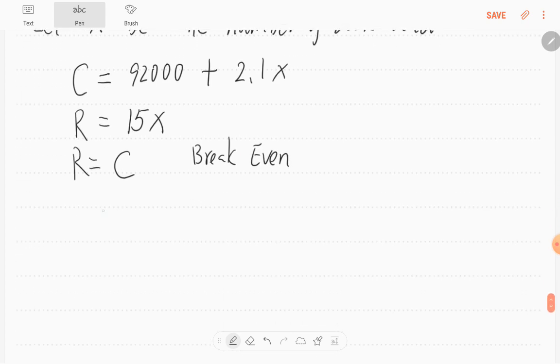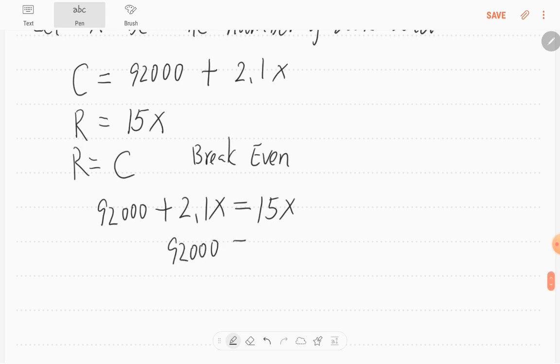So we have 92,000 plus 2.1x equals 15x, right? So 92,000 is equal to, we subtract 2.1x on both sides, so you will have 12.9x, right? 12.9x.